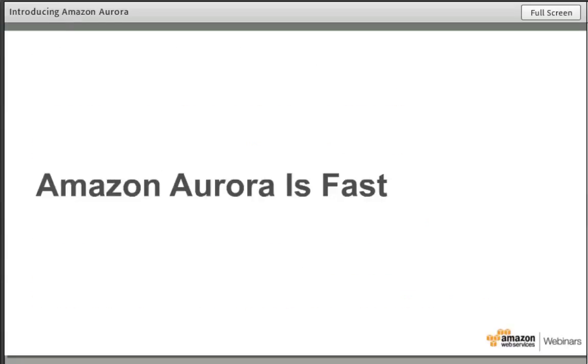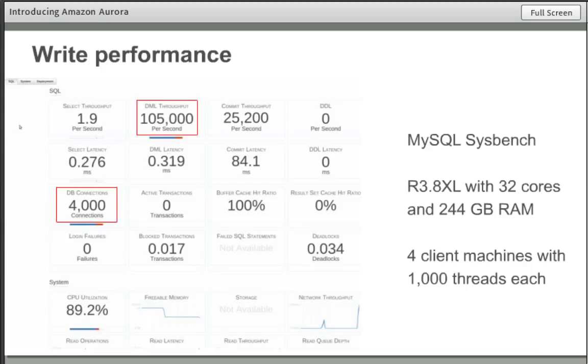Now, I've made the claim that Aurora is fast, and at this point that's a marketing claim because I haven't given you any numbers. So let's talk about some numbers. Here are the results of a SysBench benchmarking exercise we went through. SysBench, if you're not familiar with it, is a benchmarking suite that's pretty standard for MySQL testing. We ran this on an R3.8XL, which is a pretty beefy machine with 32 cores and about 244 gigabytes of RAM. We ran this with 4,000 threads, so that's 4 clients, each running 1,000 threads.